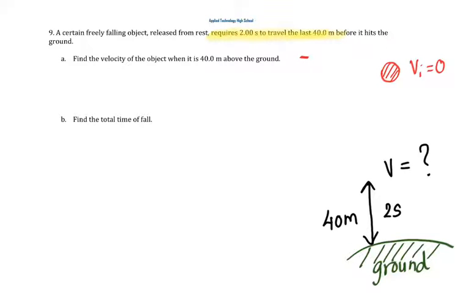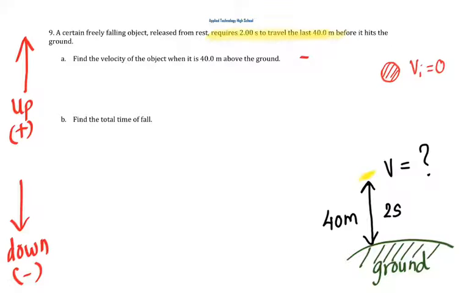Now we want to find what's the velocity at this point, which is 40 meter above the ground. Before we go any further, we will recall that upward direction will be taken as positive and downward direction will be taken as negative. We know that from before. I'm emphasizing it because velocity and acceleration are vector quantities, and displacement is also a vector quantity.